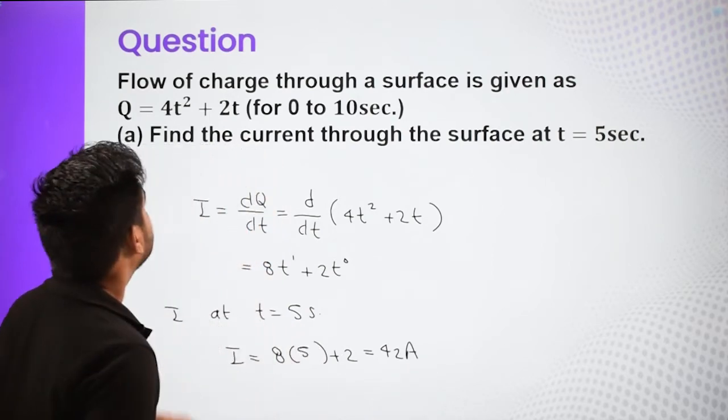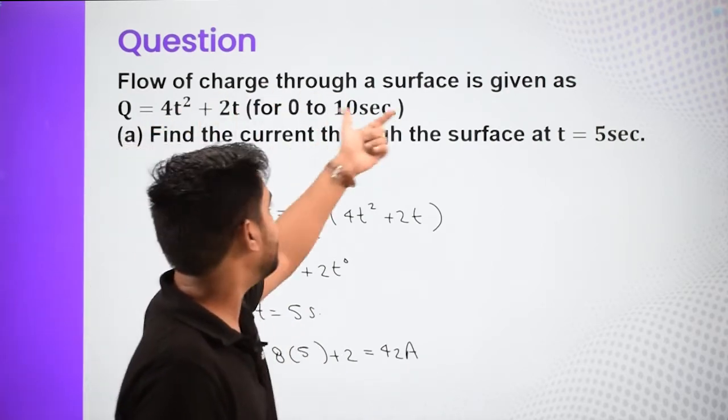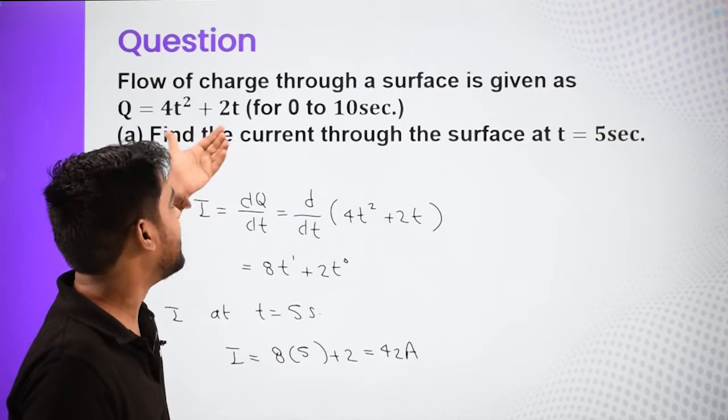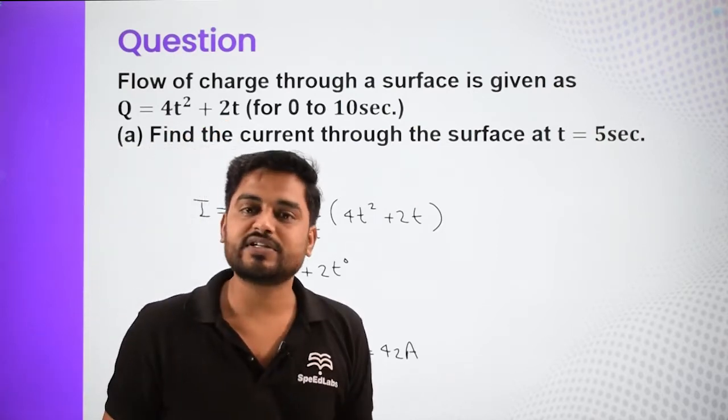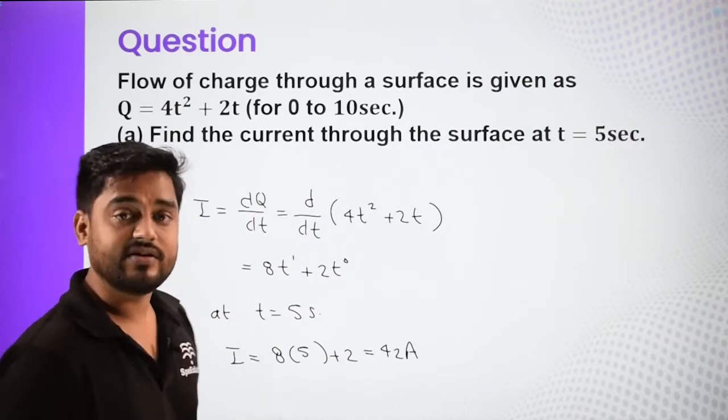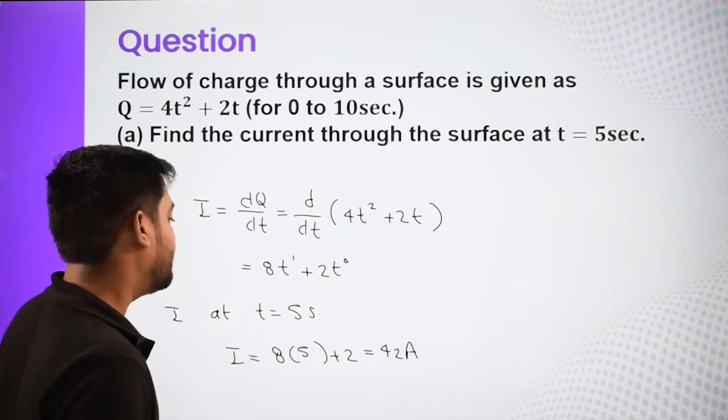Because the unit of charge is not mentioned, we will assume that it is given in coulomb. So it is coulomb per second. So this is 42 ampere. So the current flowing at t is equal to 5 is 42 ampere.